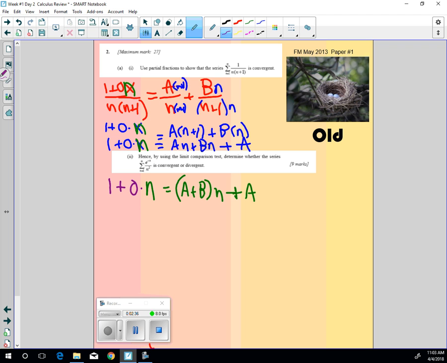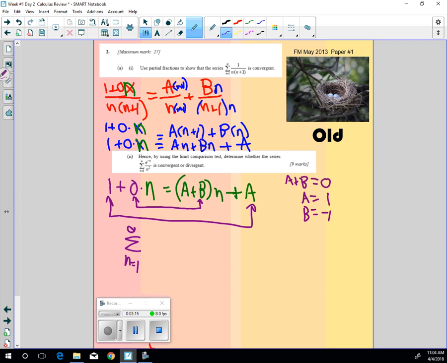Okay, so what does the 1 map to? A. What does the 0 map to now that the n's are correlated? A plus b. So from partial fractions, you can say a plus b is equal to the coefficient of n, which is 0, and a is equal to 1. So what's b going to be? Negative 1. So the partial fraction that we're going to have is the sum from n equals 1 to infinity of a, which is 1 over n, minus b is 1 over n plus 1. We changed a to 1 and b to negative 1.